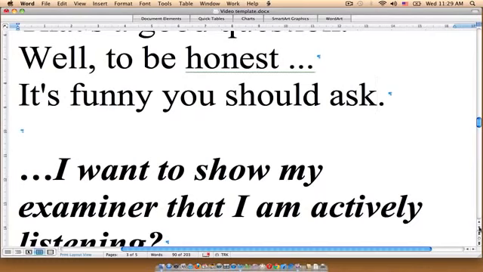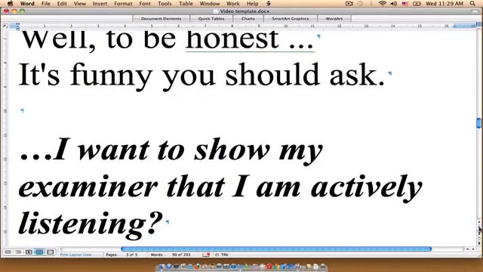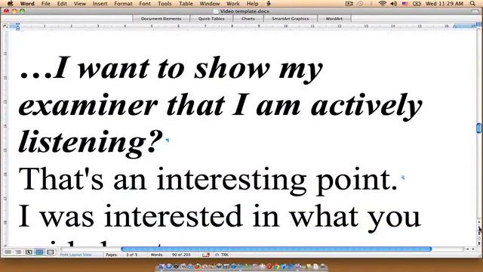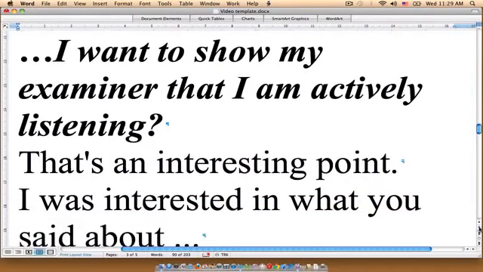Okay, so I hope those are helpful. Now, what do I do if I want to show my examiner that I am actively listening? An important part of the speaking portion of the IELTS examination is to show that you are engaged in the conversation. It's not just you sitting there, the examiner asks you a question, you respond, and then you wait. The examiner asks you another question, you respond, and you wait. No, that's not what you want to do. You want to be engaged.